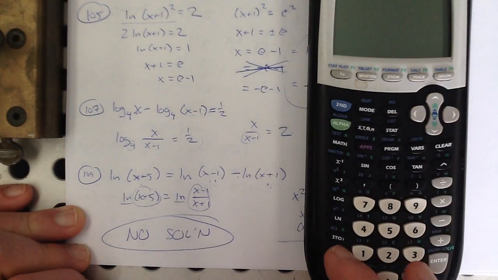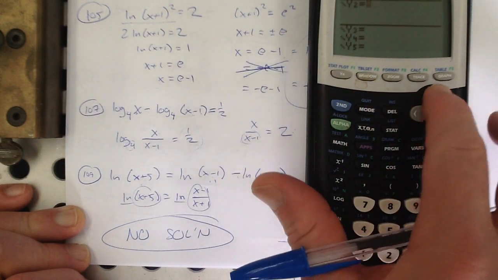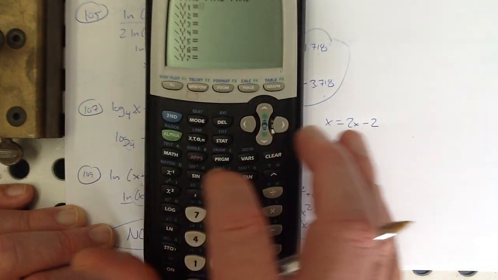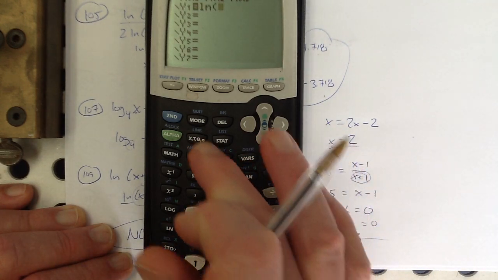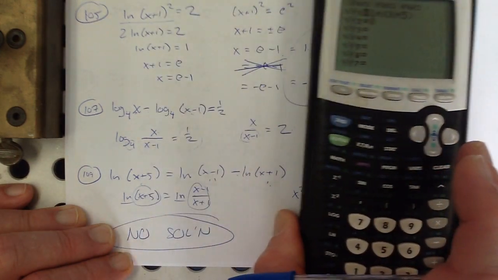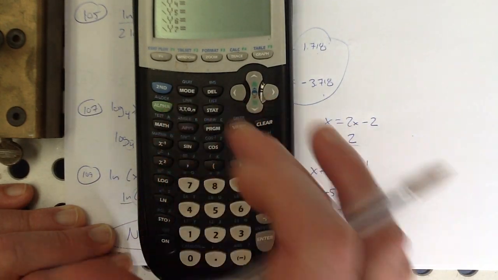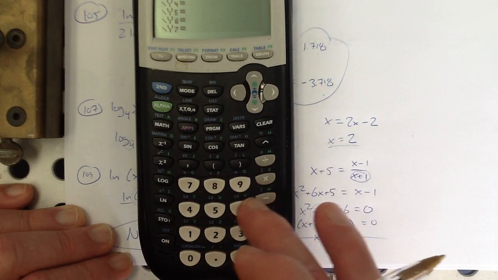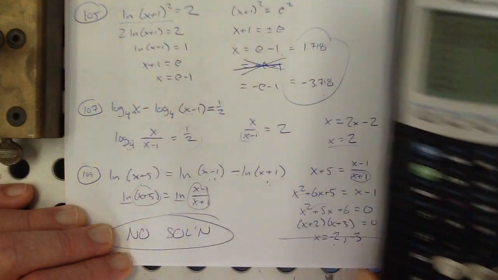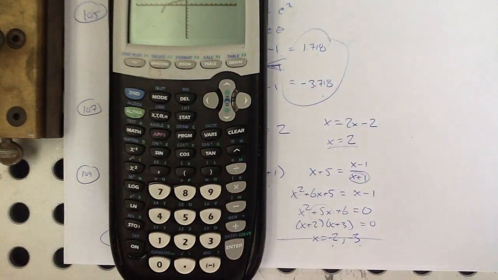If you're wondering, I'll show you what that would have looked like if we had approached that with the graphing method. So with the graphing method, I would have graphed one side of the equation, natural log x plus 5, and the other side, natural log x minus 1 minus natural log x plus 1. And then I'm just going to make sure I'm in my standard window. I'm going to go zoom 6 for that.